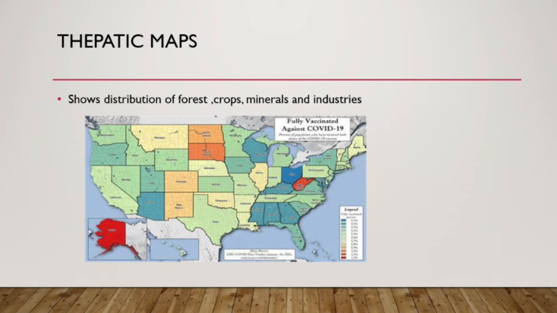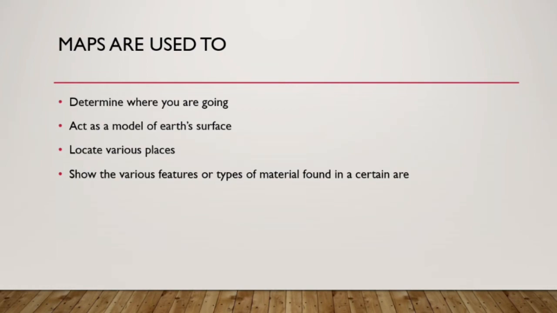Now students, let's see how maps are used. Maps are used to determine where you are going. Like for example, as I said, for the tourism people, map shows them where they are going, at which point they have to stop, and at which position or at which station what they will meet ahead of them.